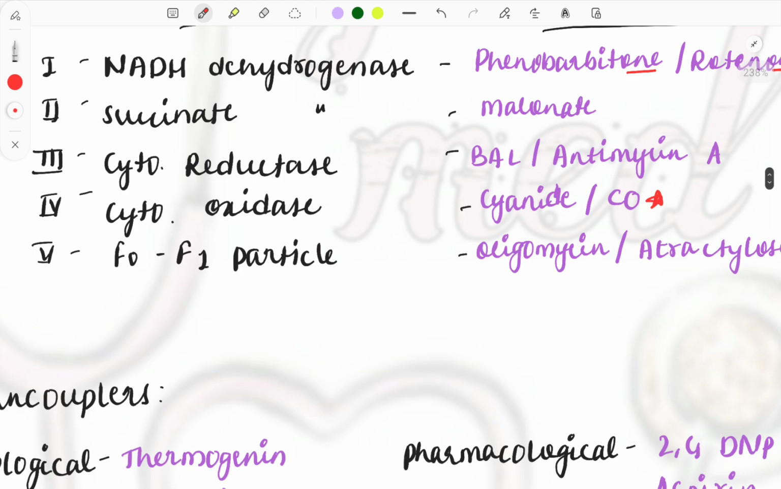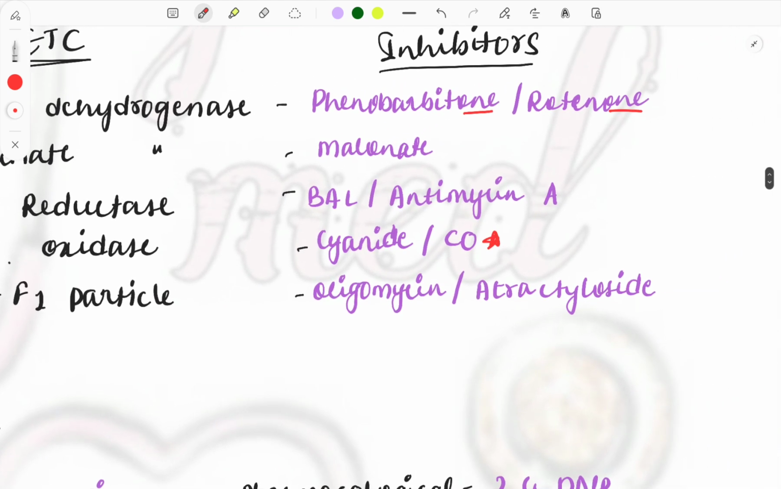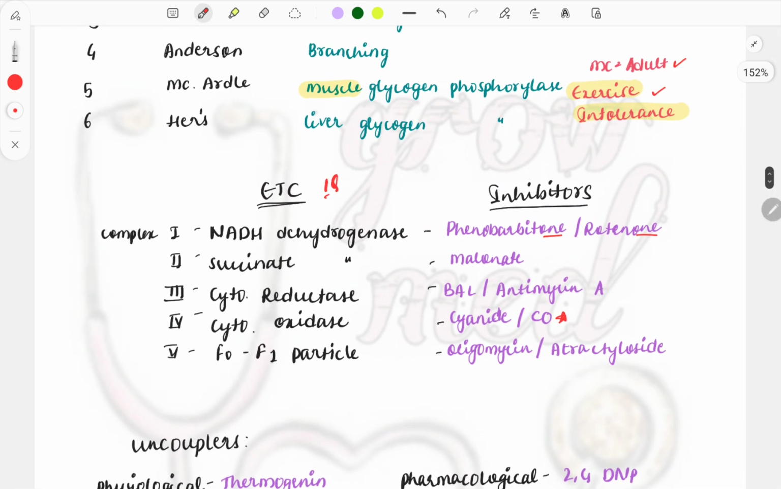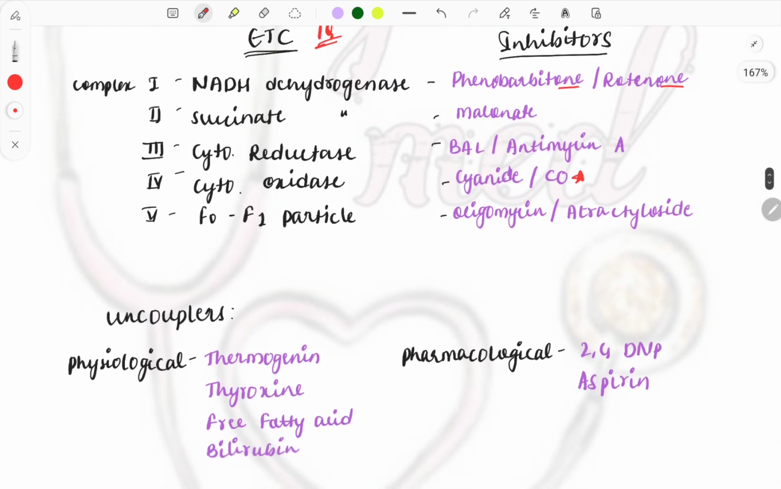And the 5th one is called the F0F1 particle, and the inhibitors are oligomycin and atractyloside. Okay, so you need to mark this also, expecting a question from this also, the inhibitors of the ETC.